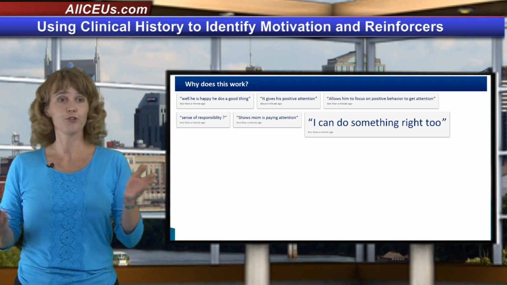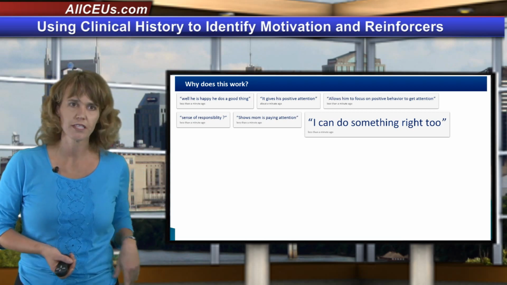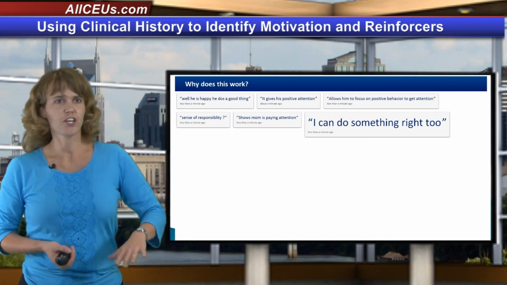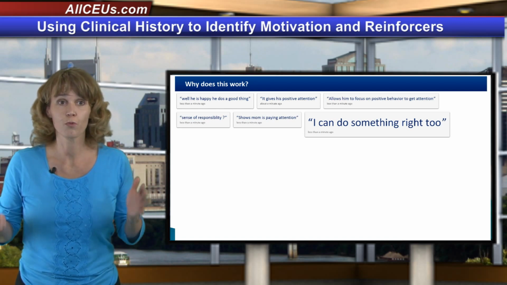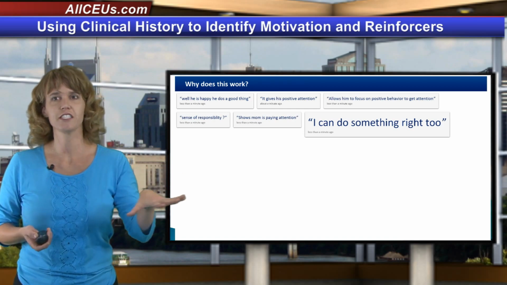Because for the past 2 months, all he's heard is, Johnny, don't do that. Johnny, don't do that. Johnny, I'll get to it later. Johnny, Johnny, Johnny. Lots of negative attention and shuffling off. So yeah, this works for both. It's rewarding, and again, it's important to remember, you want to look at the entire system.